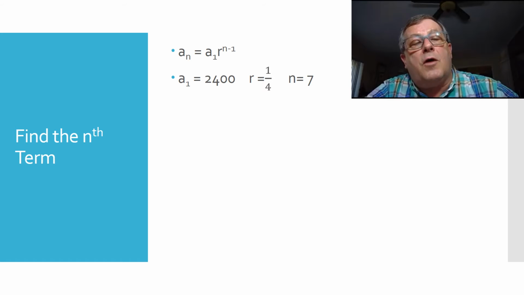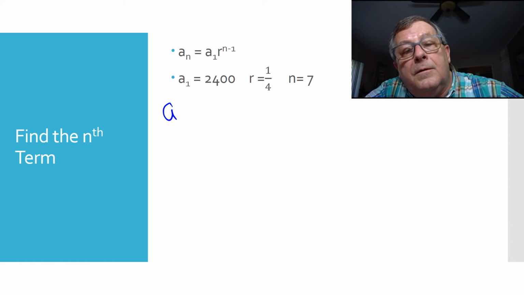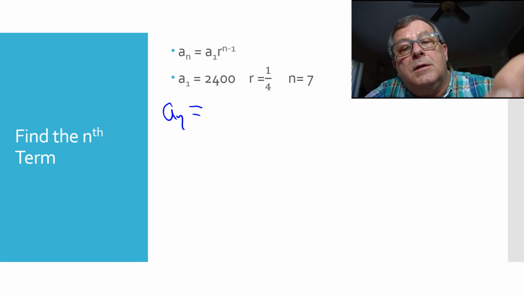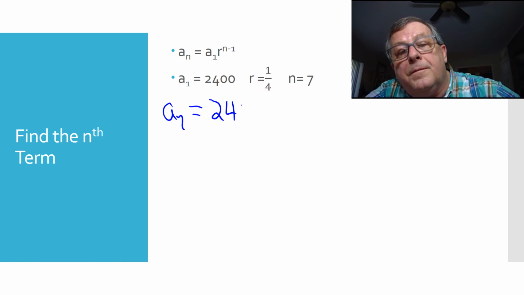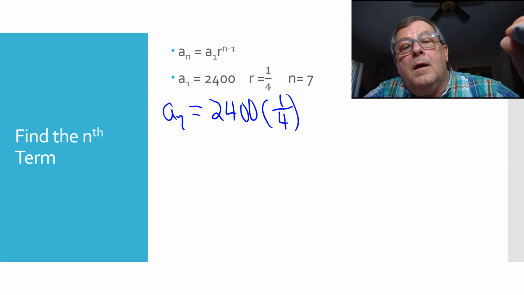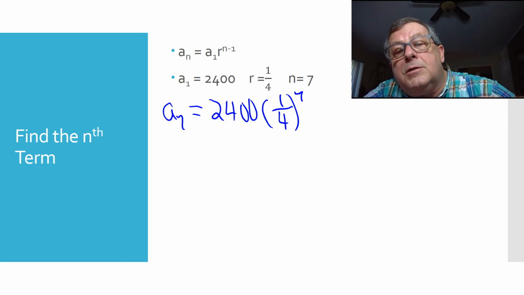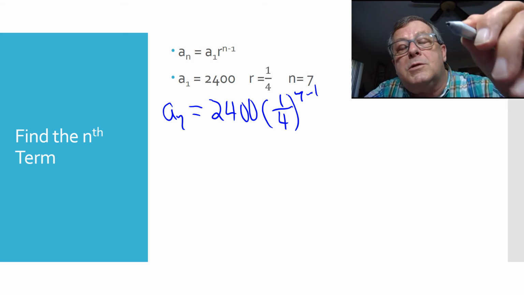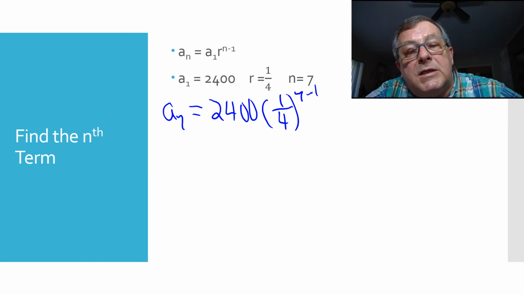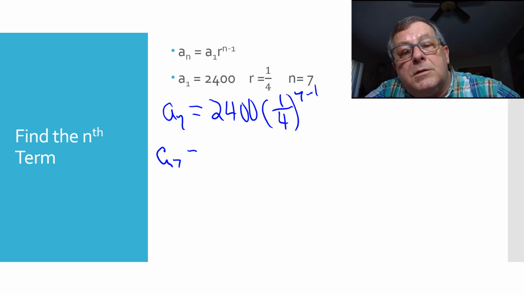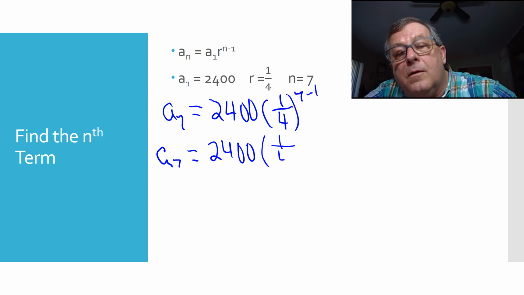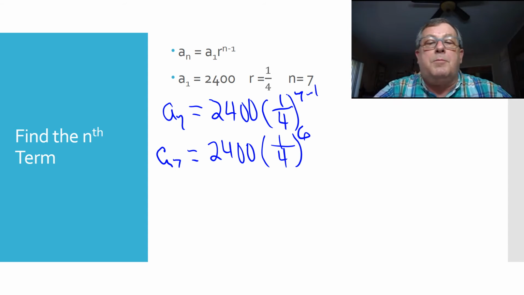But let's do this one. We're just trying to find the nth term. So n is 7, so I'm trying to find the 7th number in this geometric sequence that has a first number of 2400, and it has a common ratio of 1/4. And we're going to be raising that to the 6th power. We're going to start here at 7 minus 1, which we know is going to be 6. So the 7th number of this sequence is going to be 2400 times 1/4 raised to the 6th power.